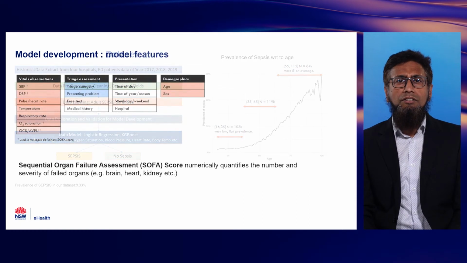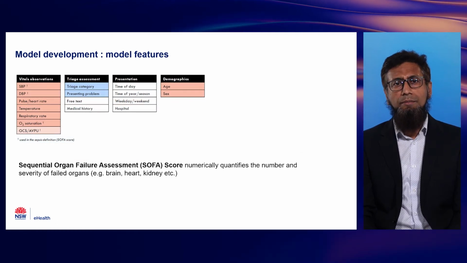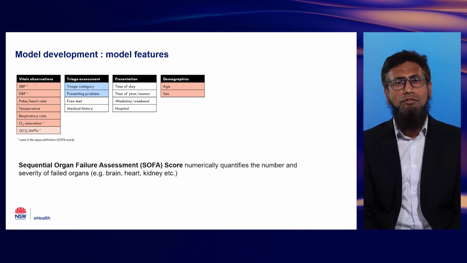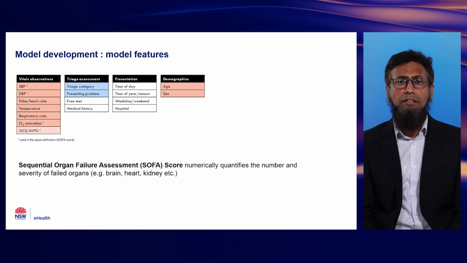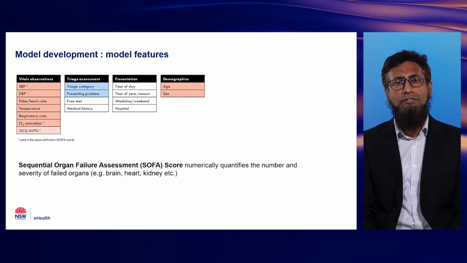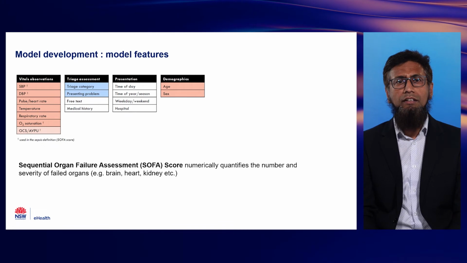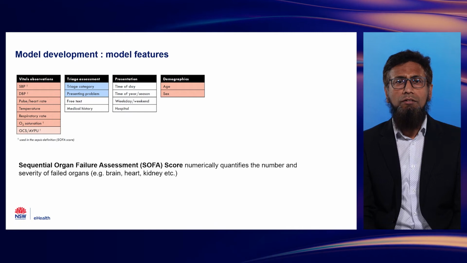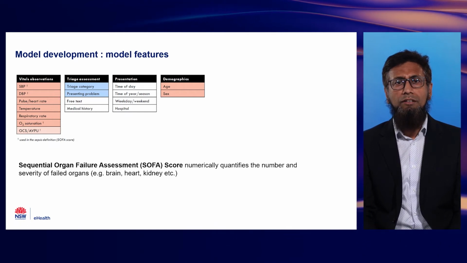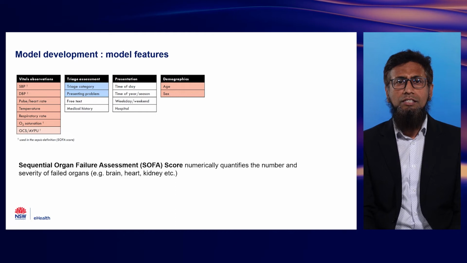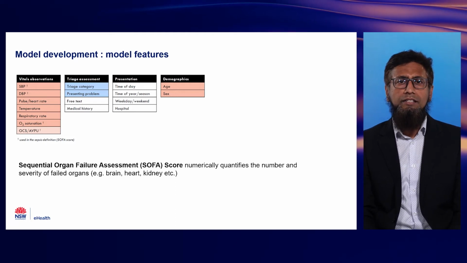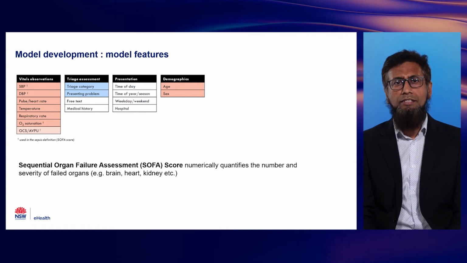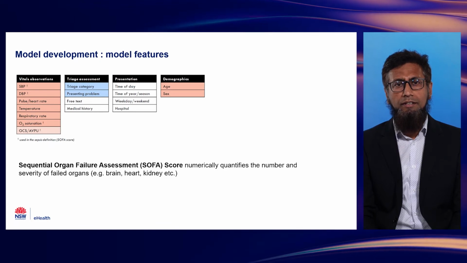The third international consensus definitions for sepsis and septic shock, known as Sepsis 3, requires a score called SOFA. SOFA stands for Sequential Organ Failure Assessment. SOFA numerically quantifies the number and severity of failed organs like brain, heart, kidney, liver, etc. In order to calculate the SOFA score for each observation, a pathology report is required. Since this was retrospective data, the necessary pathology report data were available to calculate the SOFA score and apply the Sepsis 3 definition to label the dataset.